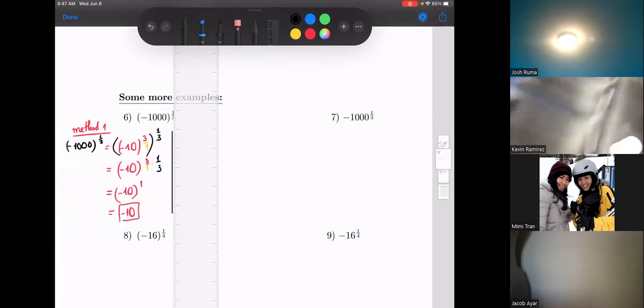There's more than one way to solve these. How do I know which one I like? Just do a lot of homework. You kind of figure out what you're comfortable with.